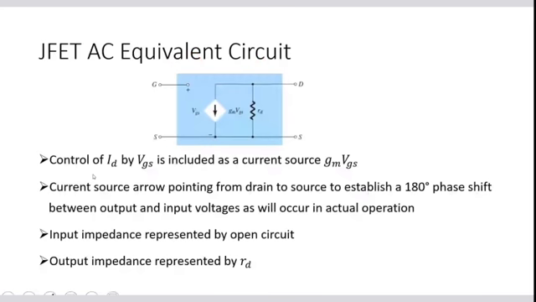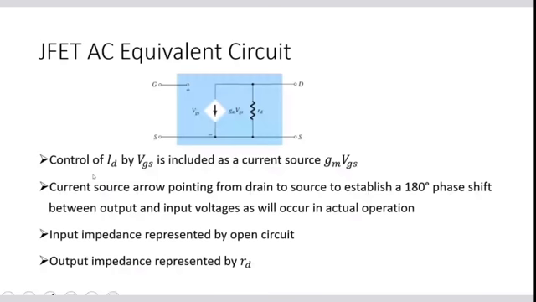We are going to directly substitute this AC equivalent circuit in the circuits we are going to see right now. This is the same thing we have done in the BJT. So it is very simple as well. Just pay some attention.